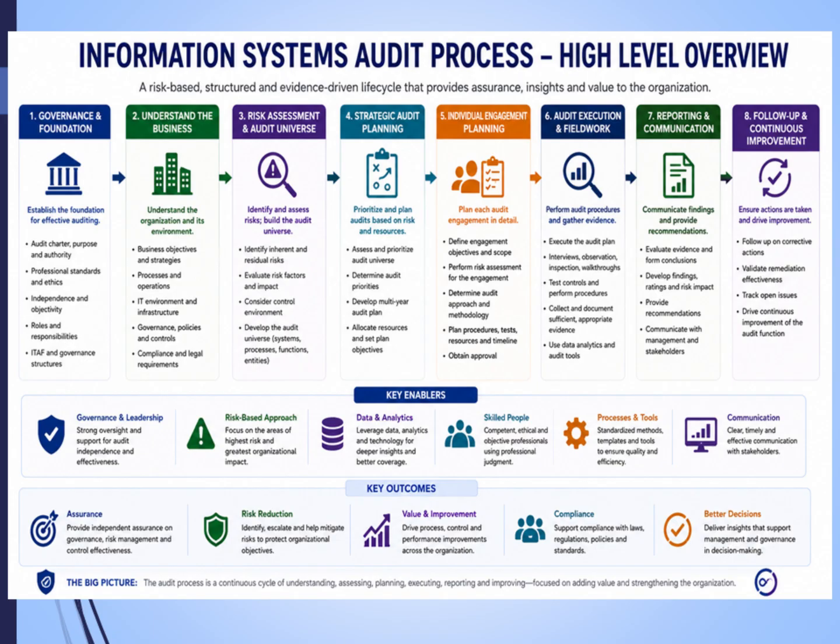The next step focuses on understanding the business environment. Auditors develop an understanding of the organization's objectives, operations, IT environment, governance structures, policies, controls, and compliance obligations. This context is essential for identifying where risk exists. Once the business environment is understood, the auditor performs risk assessment and develops the audit universe. This includes identifying systems, processes, applications, departments, vendors, infrastructure, and other auditable entities, while assessing inherent and residual risks, impact, and control effectiveness. This information then feeds into strategic audit planning, where audits are prioritized based on organizational risk, available resources, regulatory requirements, and management concerns. Multi-year and annual audit plans are developed from this stage.